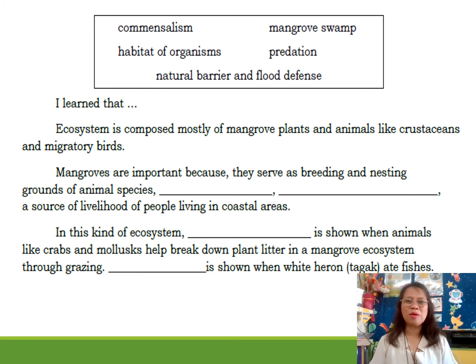Okay. Mangroves are important because they serve as breeding and nesting grounds of blank, a source of livelihood of people living in coastal areas. In this kind of ecosystem, blank is shown when animals like crabs and mollusks help break down plant litter in a mangrove ecosystem through grazing. Blank is shown when white heron, tagak, ate fish.